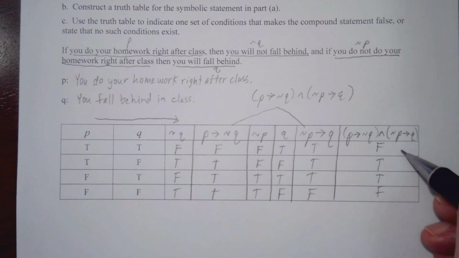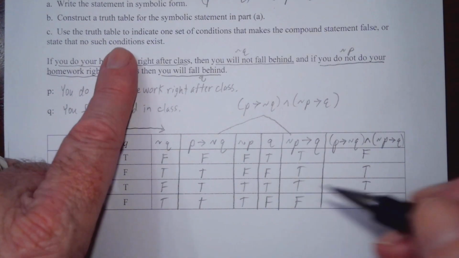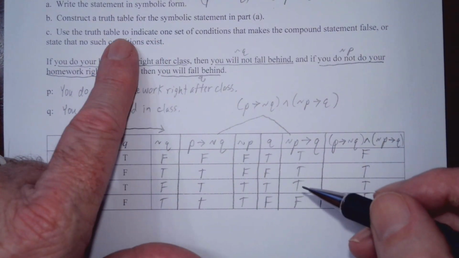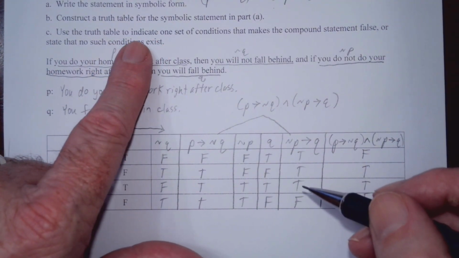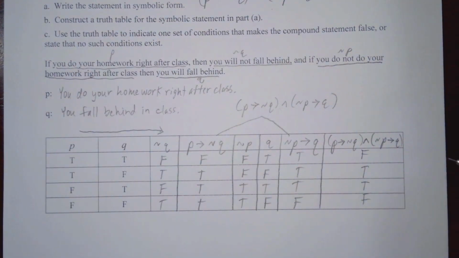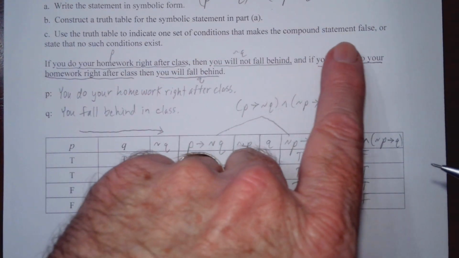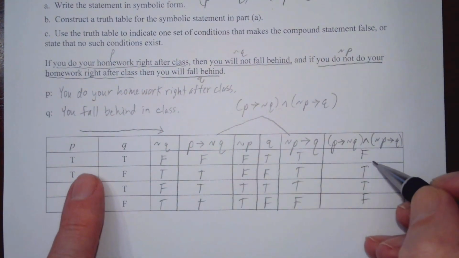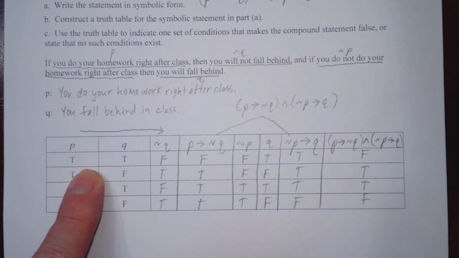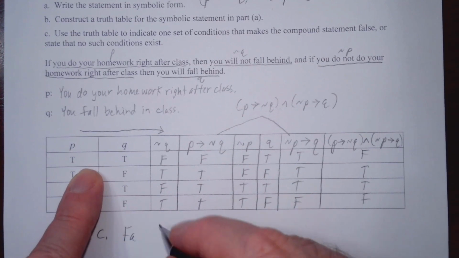All right. So finally, we're not quite done. It does say use the truth table to indicate one set of conditions that makes the compound statement false or state that no such conditions exist. Let's see. That makes this compound statement false. Well, it's false. So this is C.